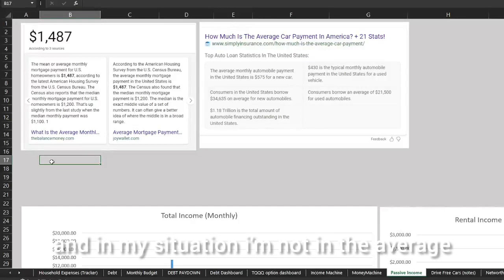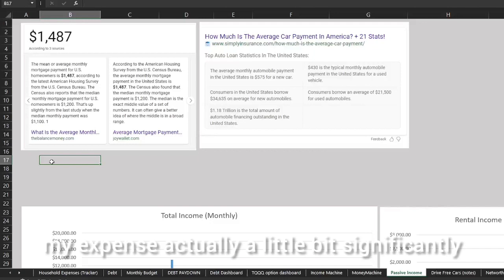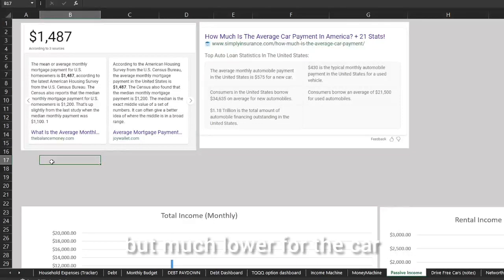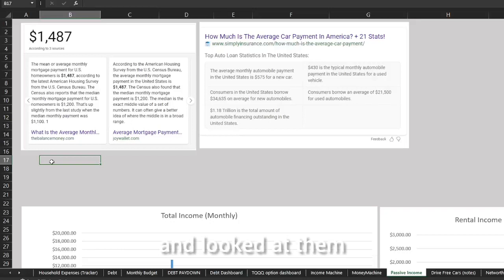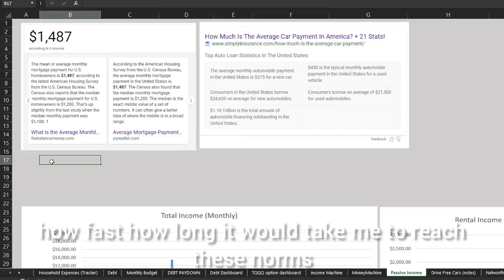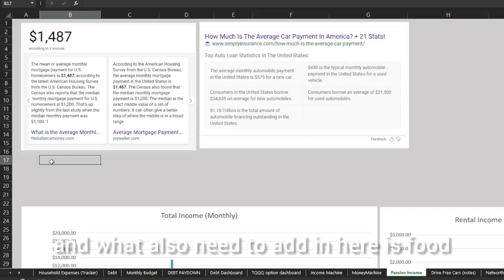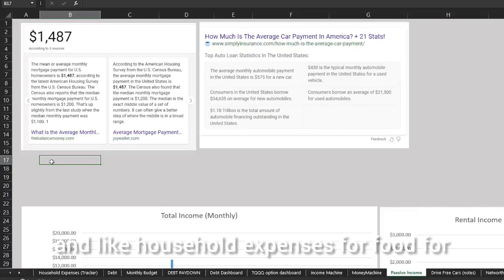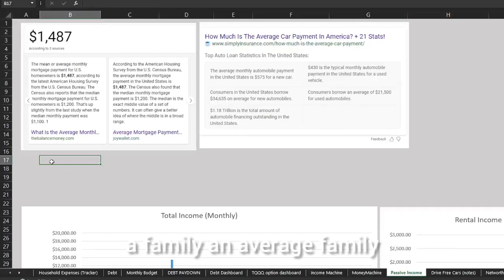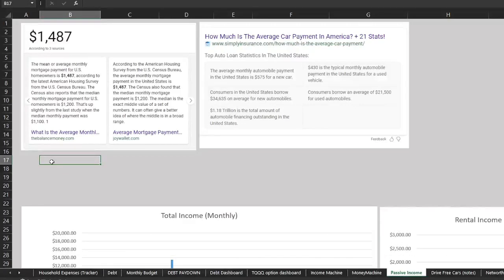And in my situation, I'm not in the average. My expenses are actually significantly higher for the house, but much lower for the car. But I went ahead and looked at them, and I wanted to see how long it would take me to reach these norms. And what I also need to add in here is household expenses for food for an average family, and the average expenses for electricity and entertainment, etc.